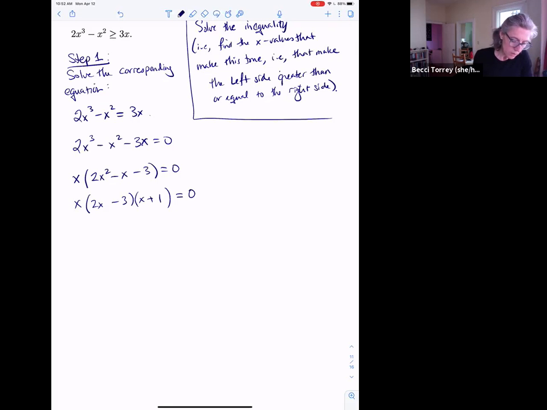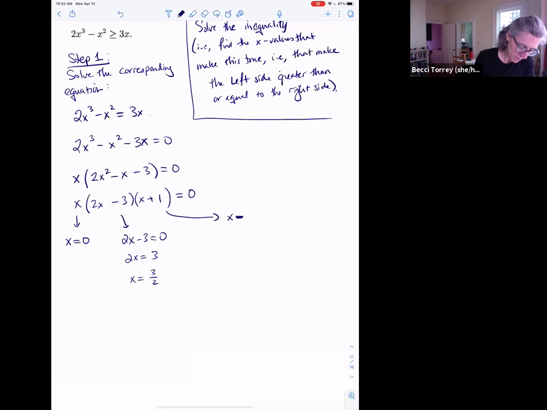So this is right. We use our good old zero factor principle. So we get 3 solutions to the equation part of this. So we get x equals 0. Again, this is really important that we don't lose that third solution here. We have 2x minus 3 equals 0. So this is the same as 2x equals 3, or x equals 3 halves. And then we have x equals minus 1, or x plus 1 equals 0. So x equals minus 1.